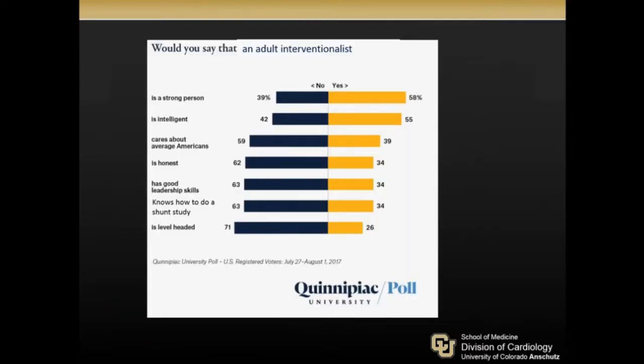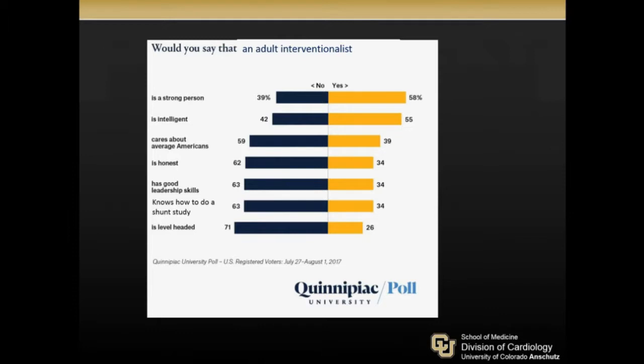Actually, last week the Quinnipiac poll came out, and they polled pediatric interventional cardiologists. They asked them, would you say that an adult interventionalist is a strong person? Yes, of course. Are they intelligent? Yes. Do they care about average Americans? Not really. Are they honest? This one really was offensive. I don't think we're liars. Has good leadership skills? No? Wow. Are they level-headed? No. Wow. And then, really striking, do they know how to do a shunt study? No, they don't know how to do a shunt study, which is what my pediatric interventional colleagues think.